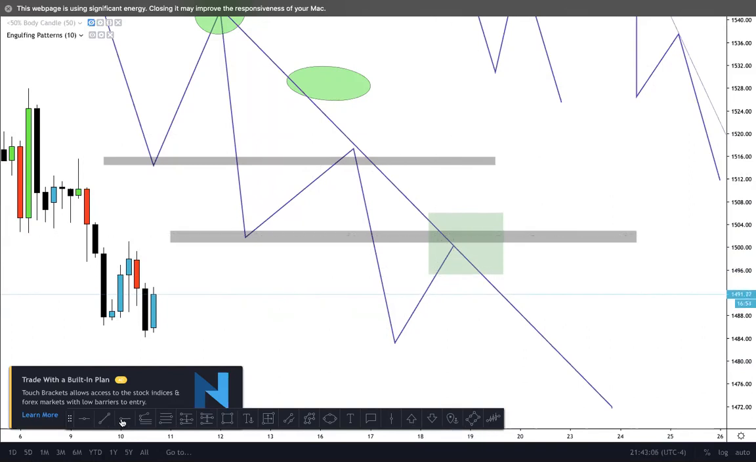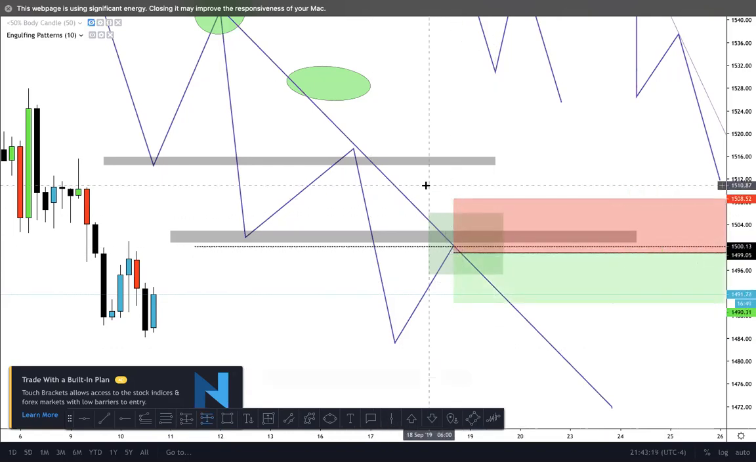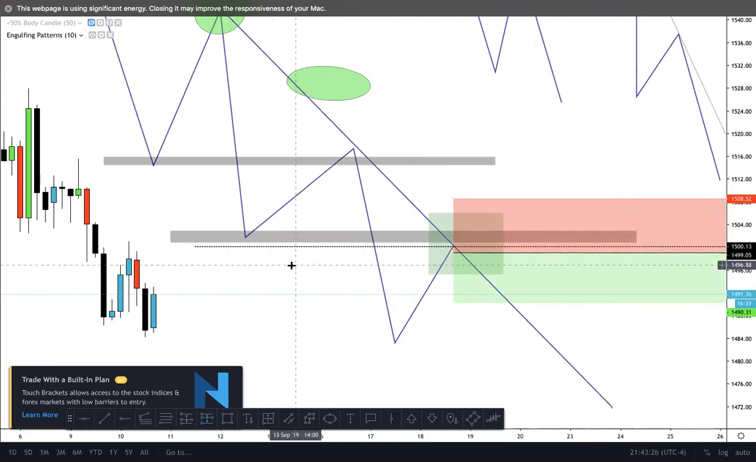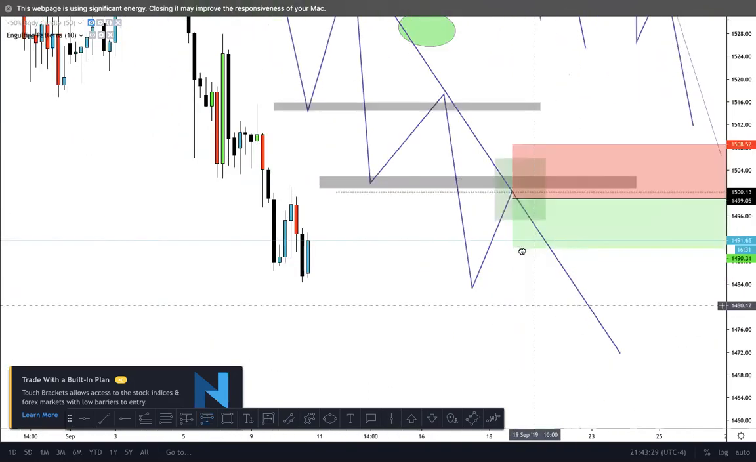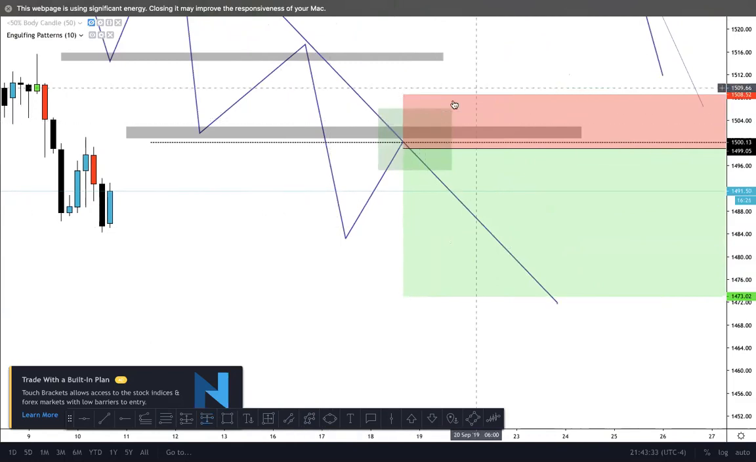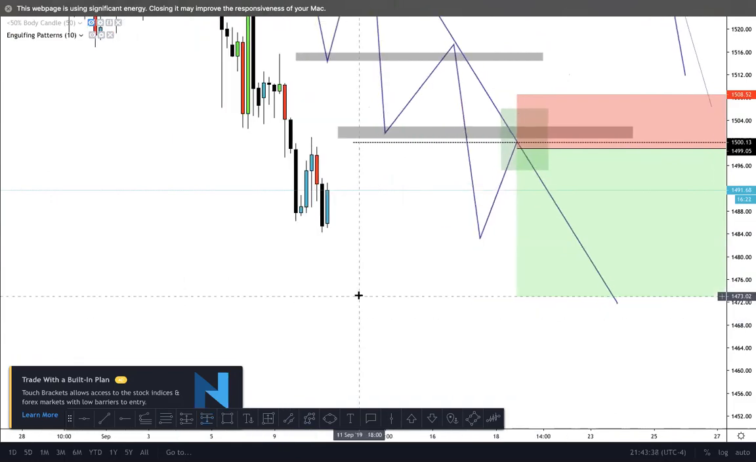And sometimes if it's a quarterly level, like let's say it was 1500, now you have four reasons to go short right there. And then you just put your stop loss above your support and resistance, above your trend line, above your quarterly level. And then you bring down your take profit at least three times the stop loss, or you bring it down to the next support and resistance level.